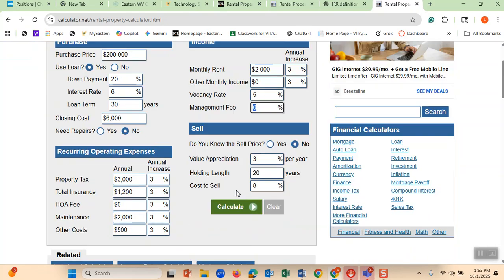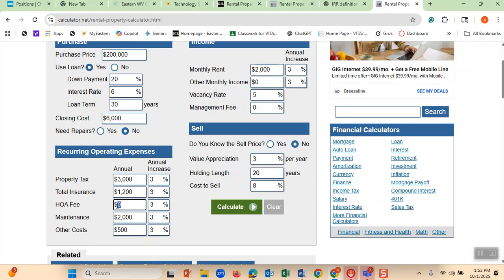Then you come here and see what your expenses are. One expense you have is $3,000 for property taxes, and you expect that the county is going to increase your taxes by 3%. And your insurance is $1,200 annually, which is $100 a month. Your assumption is that your insurance will go up. There is no homeowners association fee.